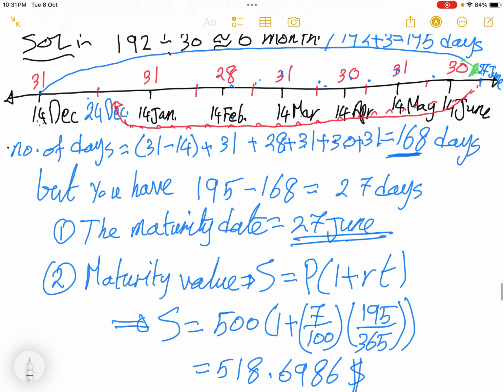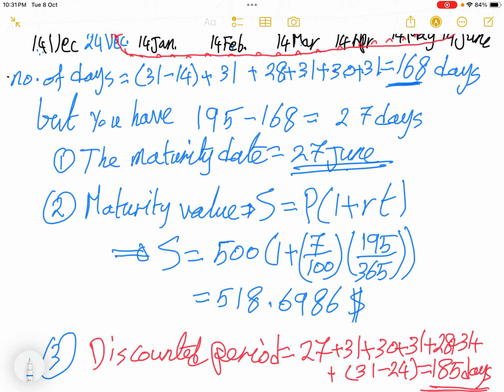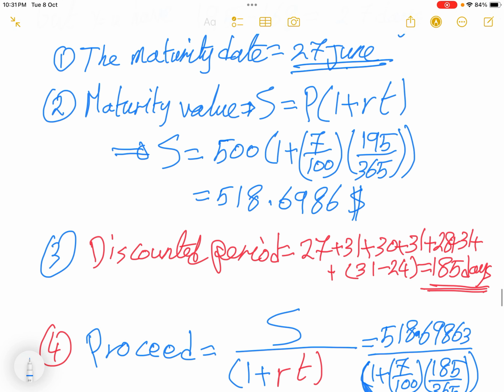Maturity value is equal to B multiplied by 1 plus RT, which is 500 multiplied by 1 plus 7 over 100 multiplied by 195 over 365. You will have 518.6986. Discounted, notice it is greater than 500.